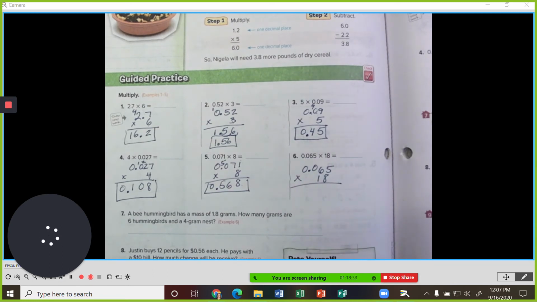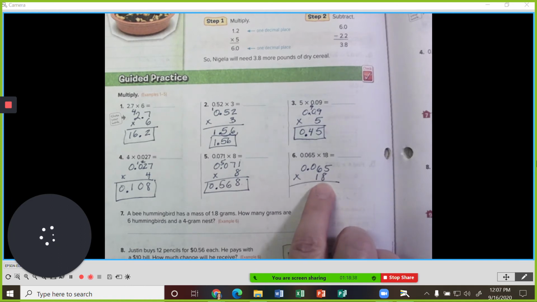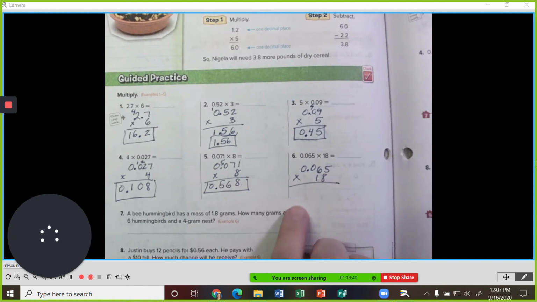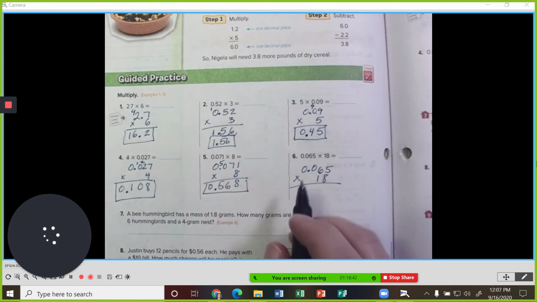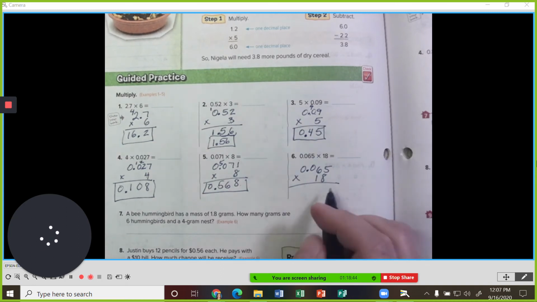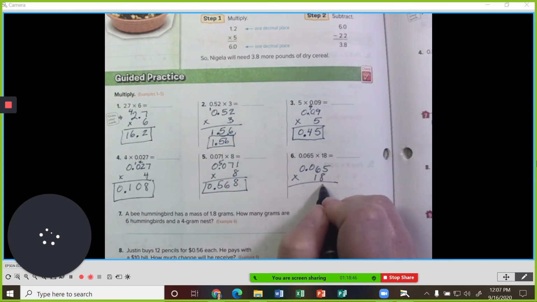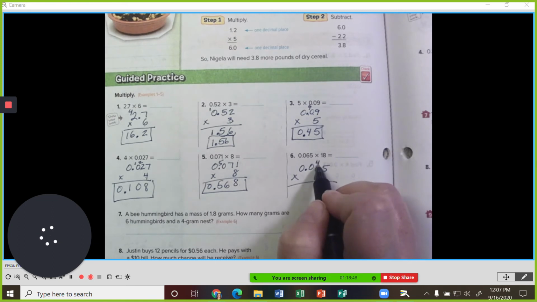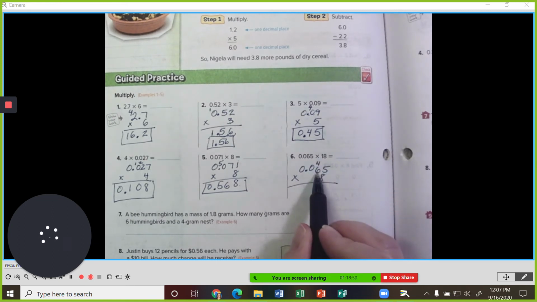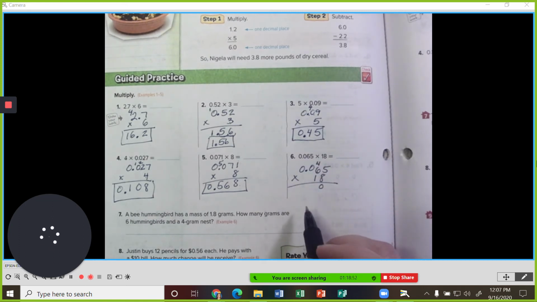Number 6, 0.065 times 18. So now we have two digits in our second row. So remember, we're going to have 2 rows here. We'll add those together to get our answer. 8 times 5 is 40. So we write the 0, carry the 4. 8 times 6 is 48, plus the 4 that we carried is 52.